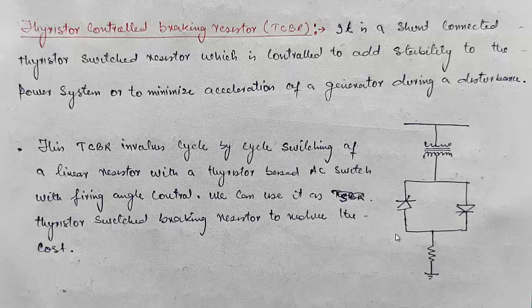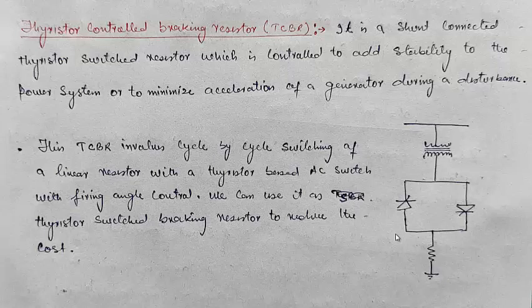We know that during the fault or during the disturbance, the electrical power is reduced, but when it's connected to the line, there will be some electrical power that will be consumed by this resistance, and the accelerating power will be reduced, which is equal to mechanical power minus electrical power. Since some electrical power will be there, there will be reduced acceleration, and hence stability will be improved. So again, this is not a continuously controlled resistor. We don't have a continuous change in the resistance or continuous firing angle control of the thyristors. We have either alpha equal to 0 or alpha equal to 180 degrees.